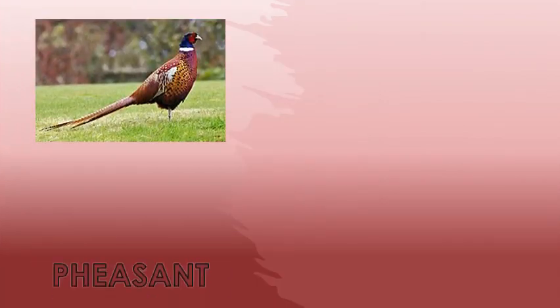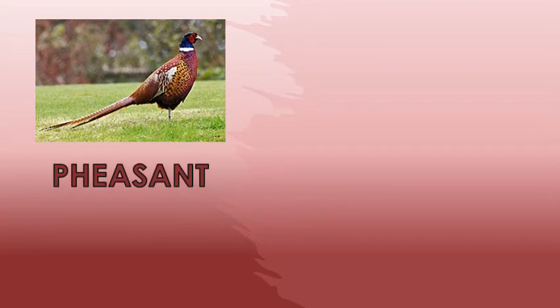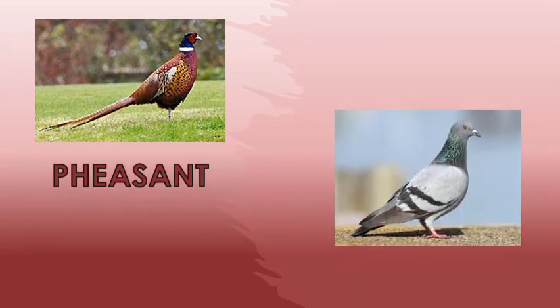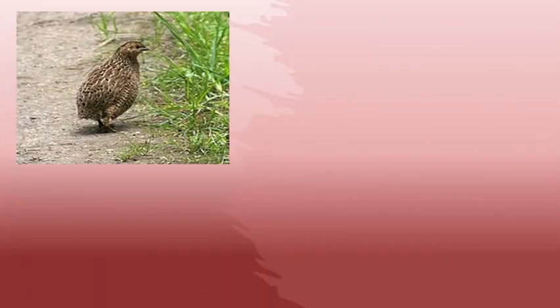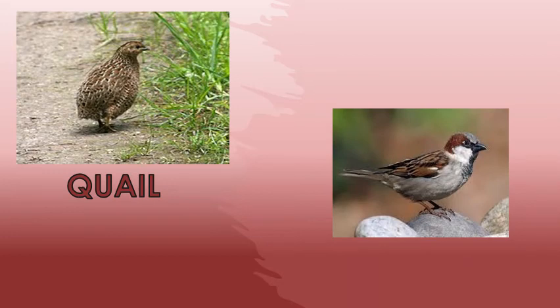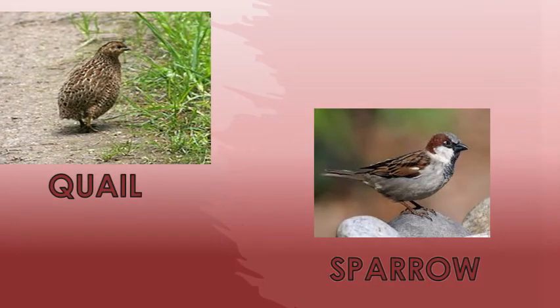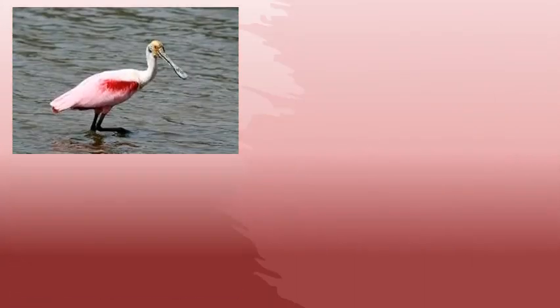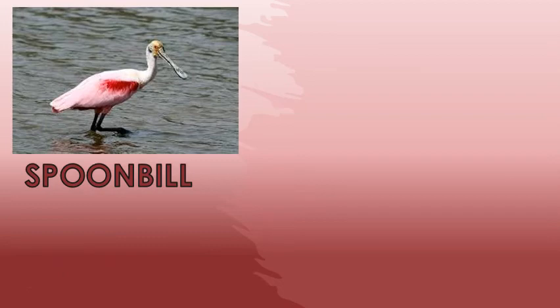Let's see some more pictures. What is this? This is pheasant. Now, what is this? This is pigeon. Let's see. What is this? This is quail. Now, which bird is it? It is sparrow. Now, which bird is it? It is spoonbill.